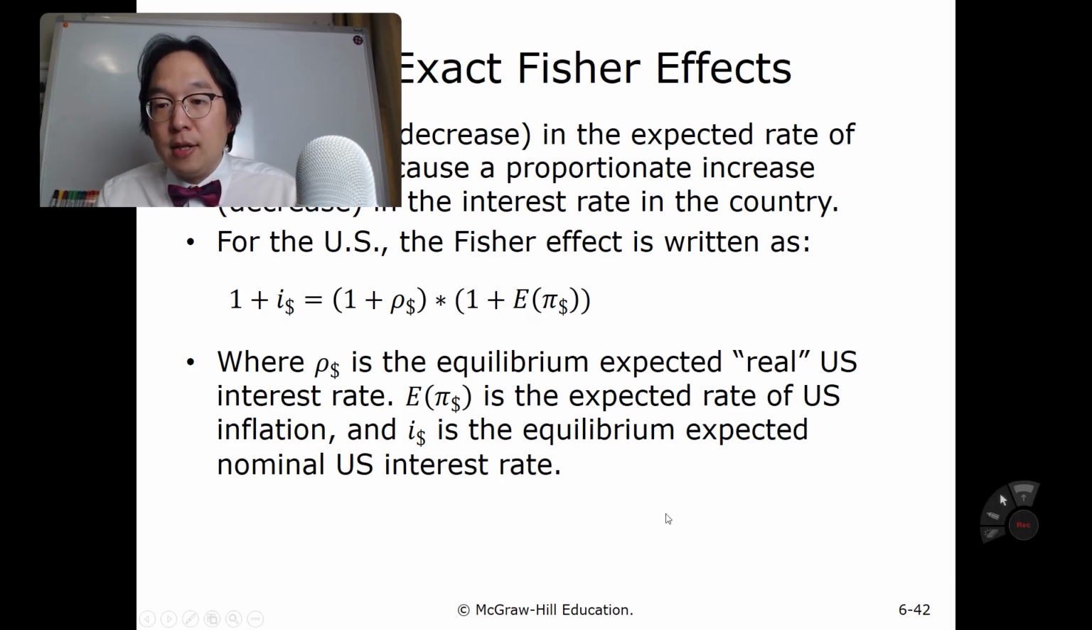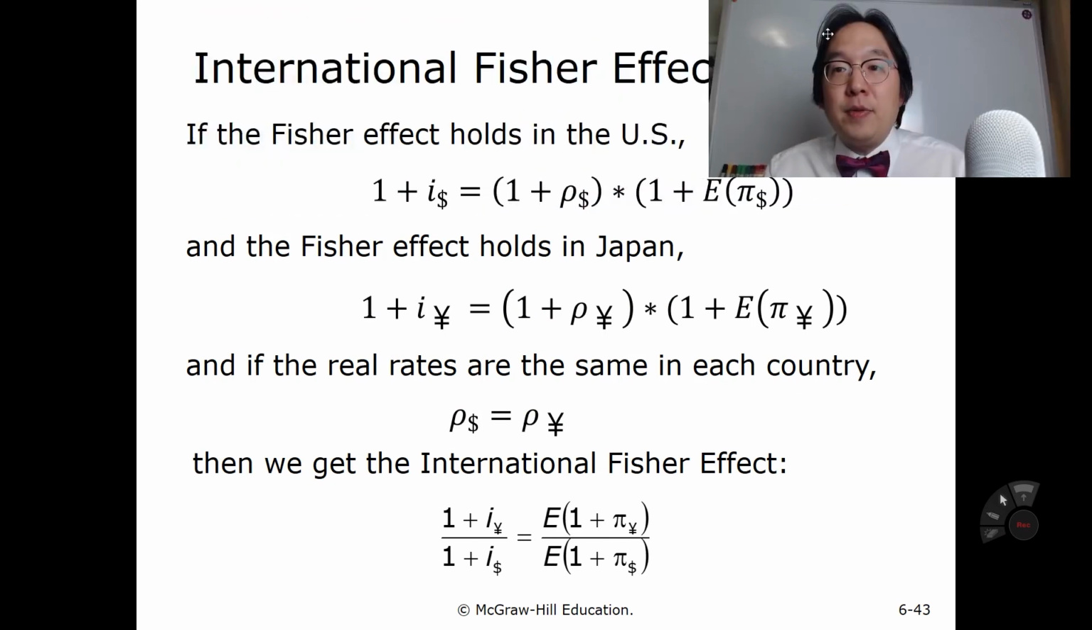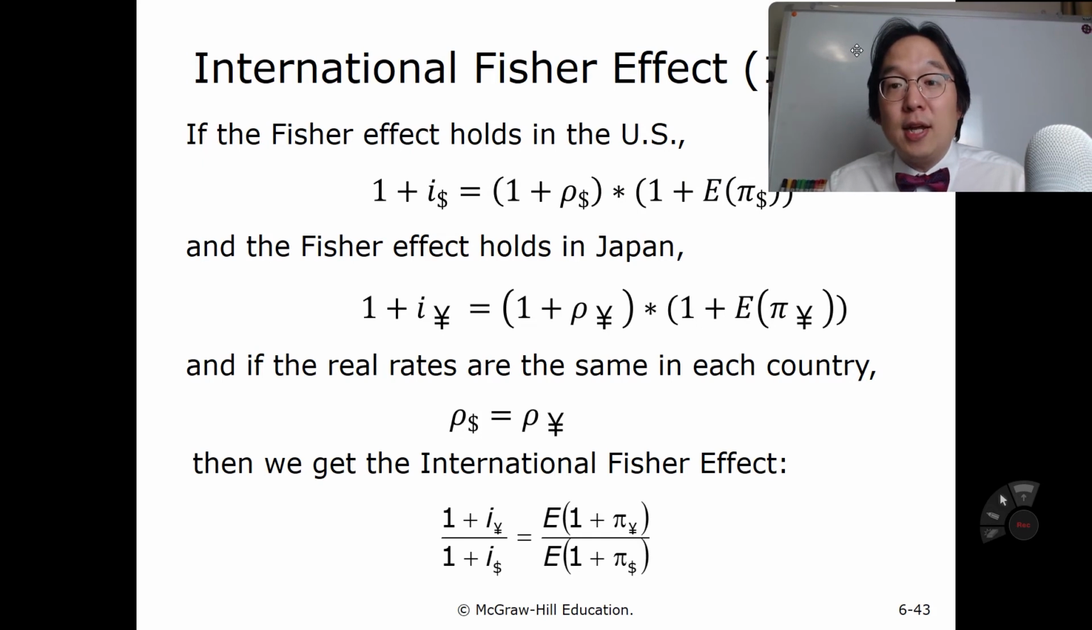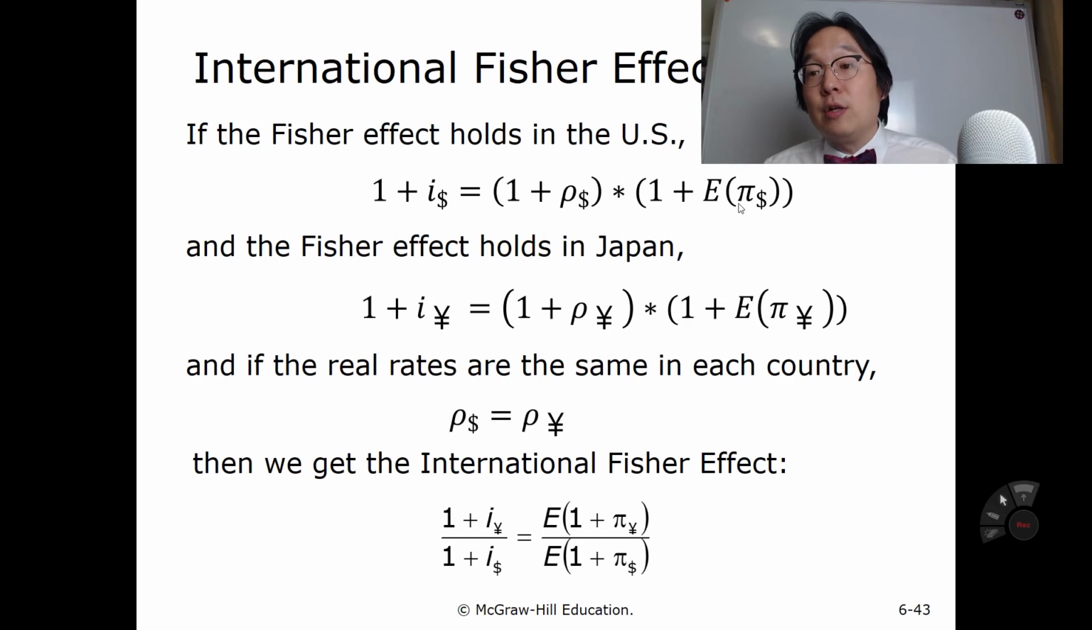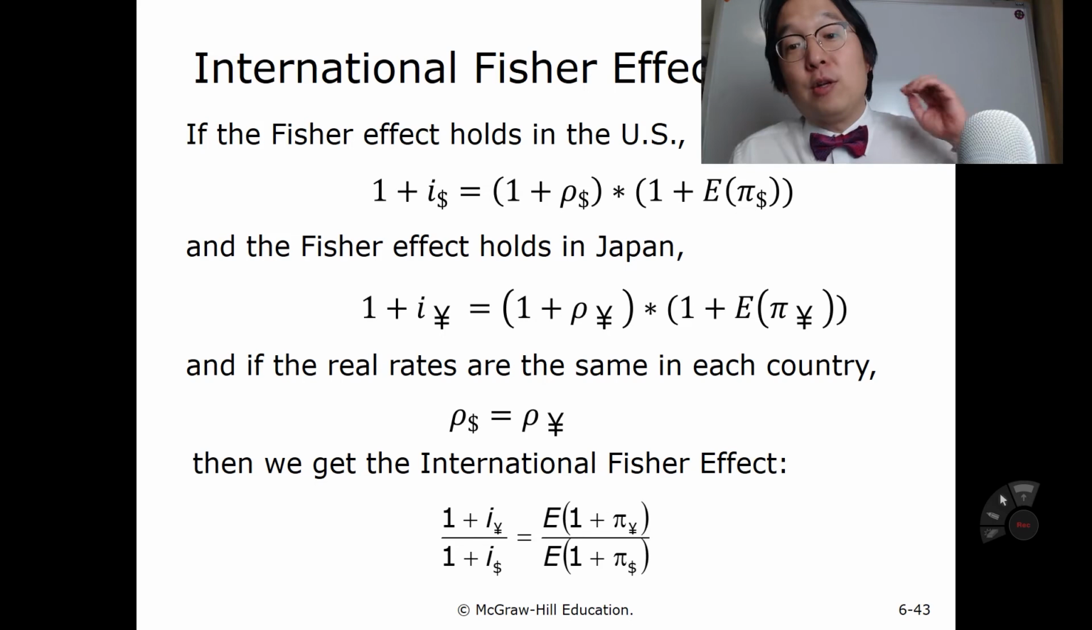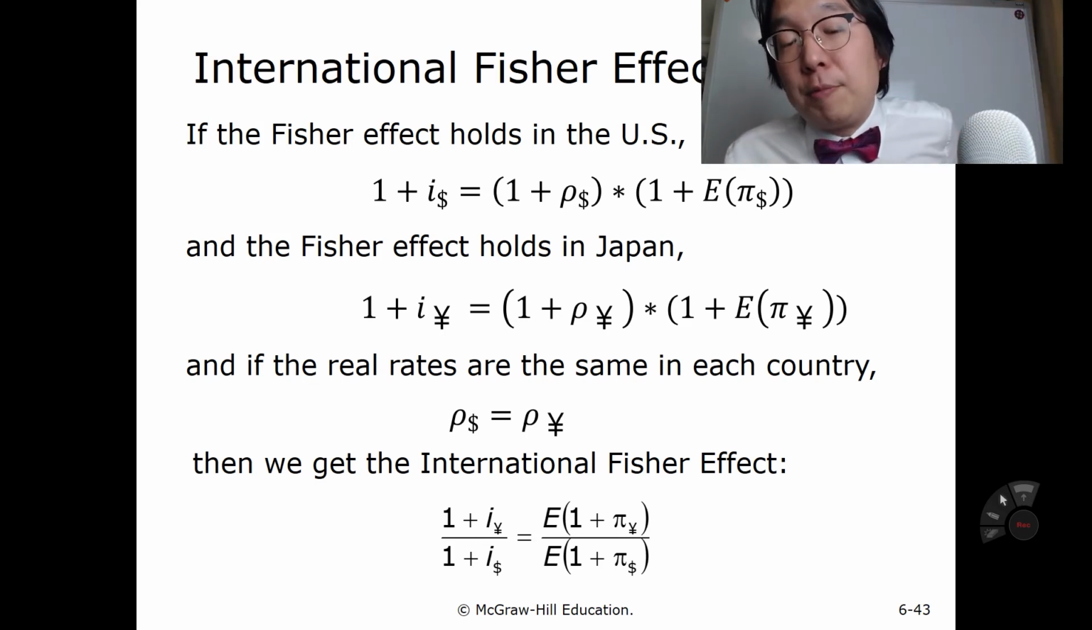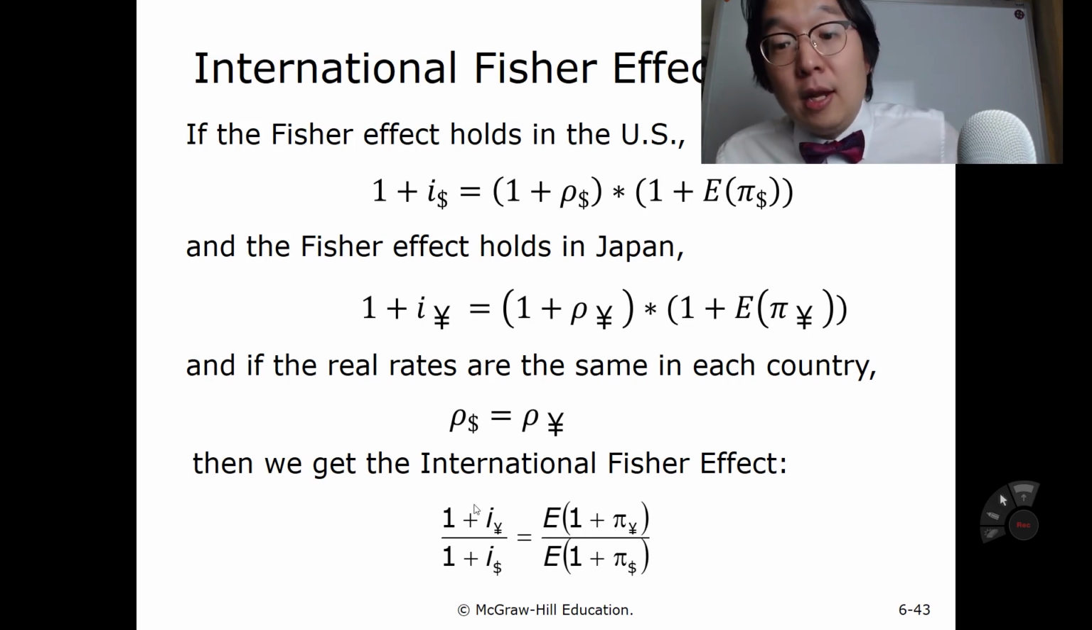Now let's see, right? Good. The Fisher effect holds in the US. If that is the case, then this should happen in the equation, and then we are trying to bring in the international Fisher effect. You're using US dollar and Japanese yen. And then if the Fisher effect holds in Japan, let's say 1 plus the interest rate in Japanese yen should be 1 plus the real interest rate in Japanese yen times 1 plus the expected inflation rate in Japan. And if the real rates are the same in each country, what should we have? Then we get the international Fisher effect.